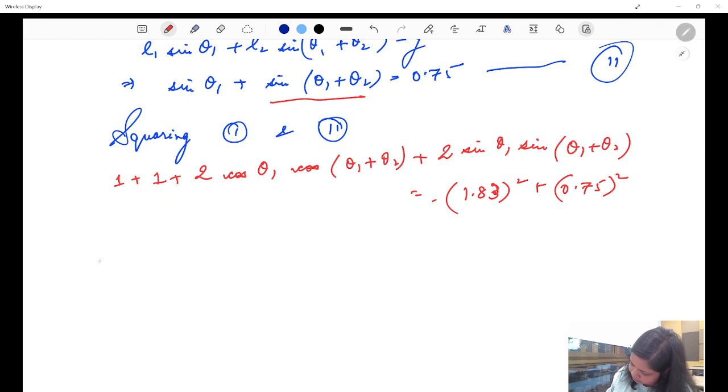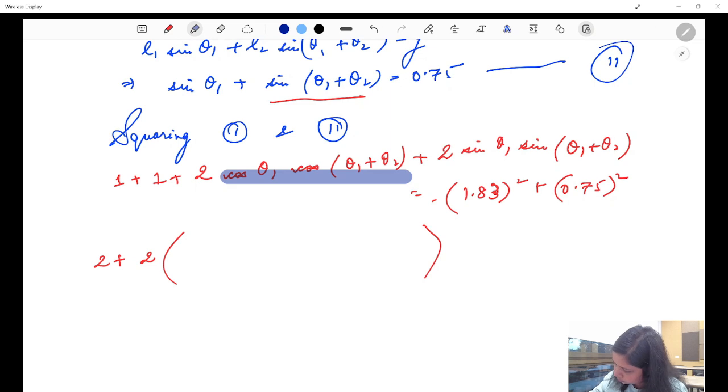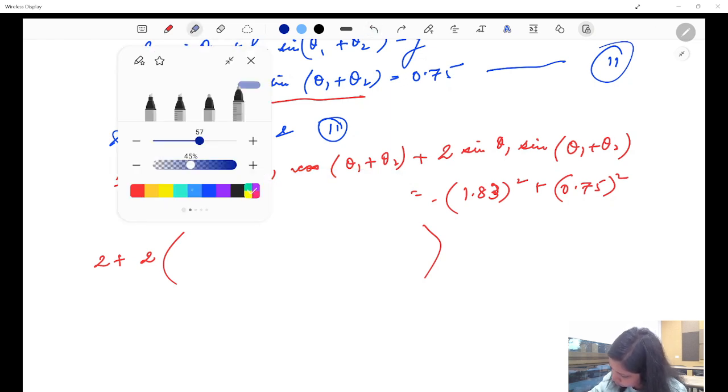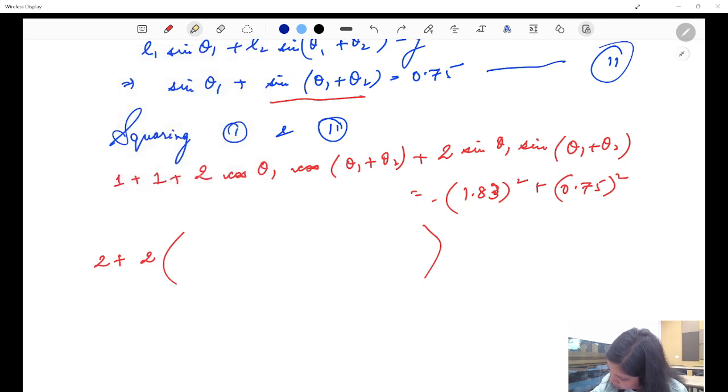So from here we can write 2 plus 2 cos theta 1. Let me take 2 out from here and then we'll see. Let's consider this term and let's consider this term. What would we get when we solve this identity? Cos theta 1 plus theta 2, sin theta 1 plus theta 2.